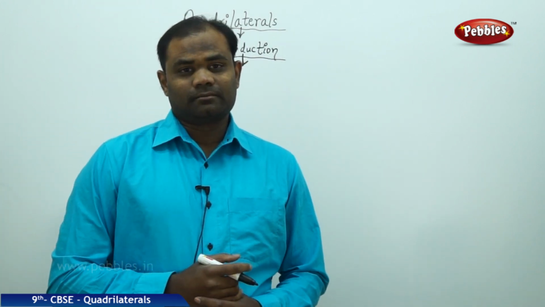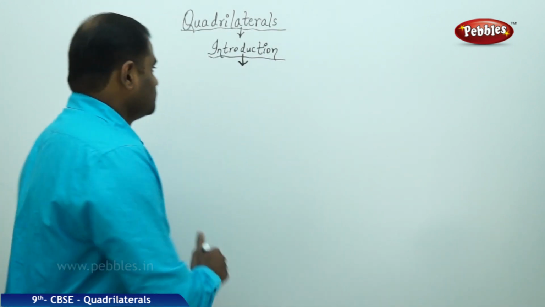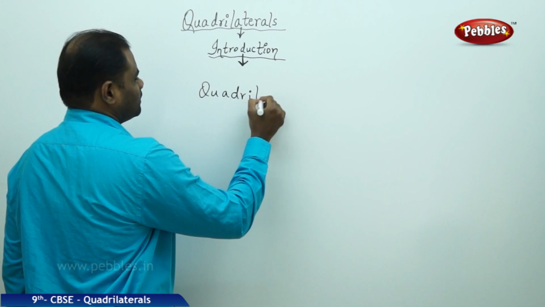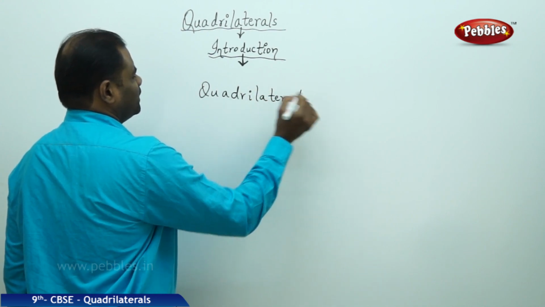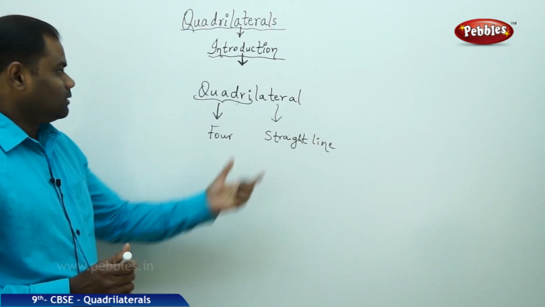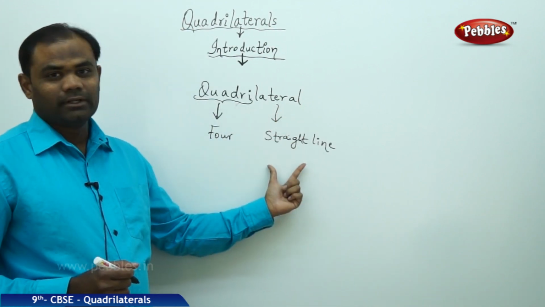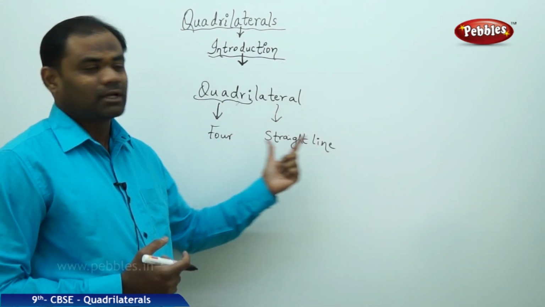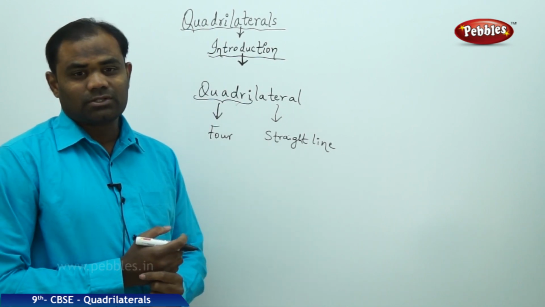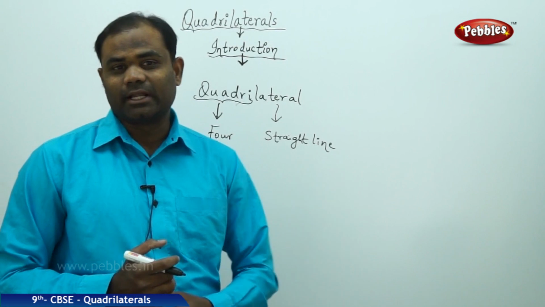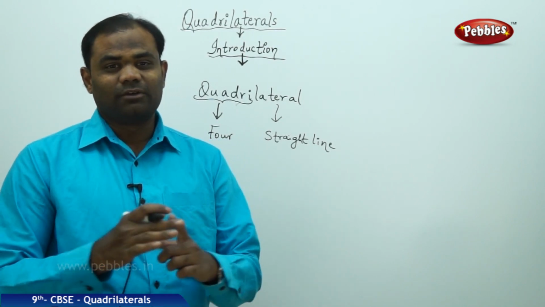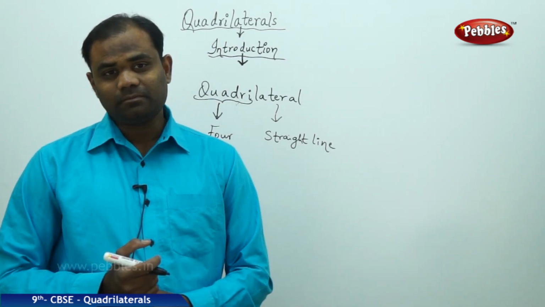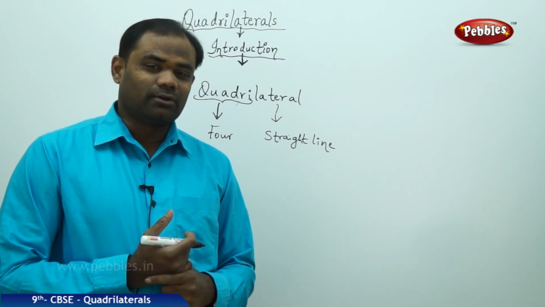Let's see the introduction. A quadrilateral, which we have as the word quadrilateral. Lateral, the second word of quadrilateral, refers to a straight line, and quadri refers to four. So a quadrilateral is a four-sided figure formed by four straight lines, which enclose together to form a quadrilateral.